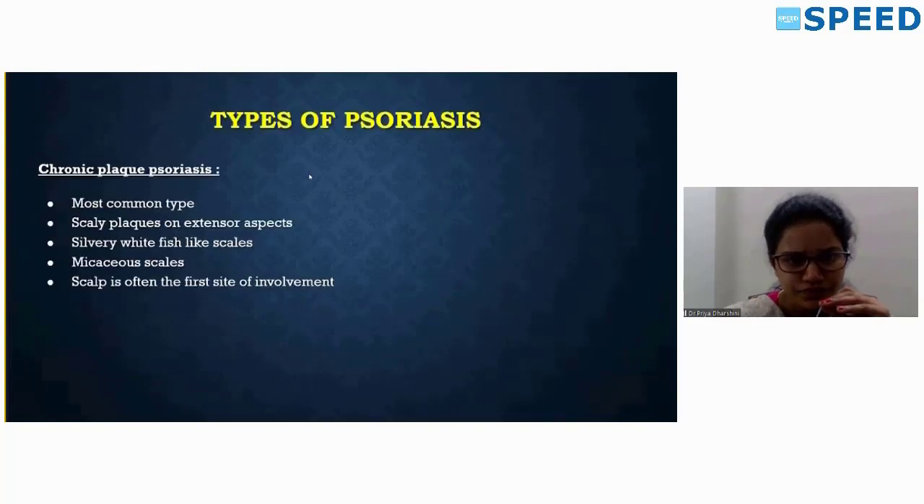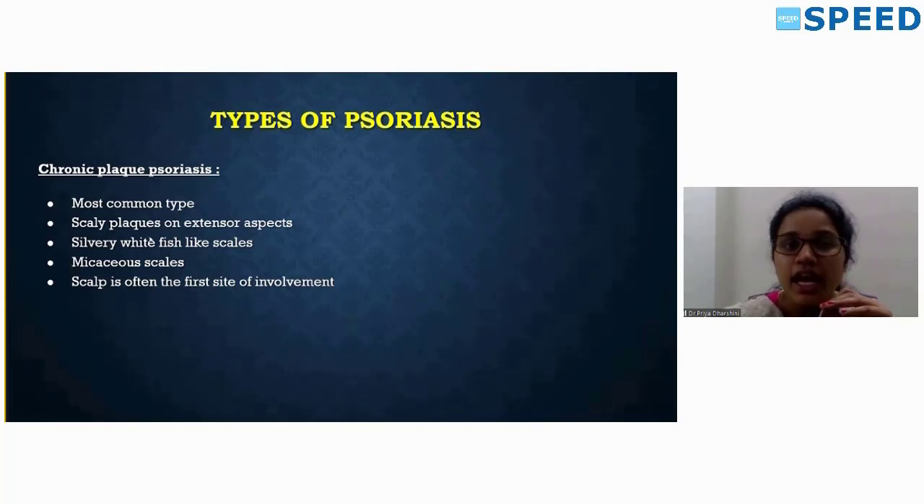Next, we'll see about types of psoriasis. First type is chronic plaque psoriasis. This is the most common type. In chronic plaque psoriasis, the clinical lesion is a red scaly plaque, which can be present all over the body. Depending upon the body surface area involvement, it can vary from 1% and can extend to 100%. If the patient has more than 90% body involvement in chronic plaque psoriasis, then it progresses to erythrodermic psoriasis.